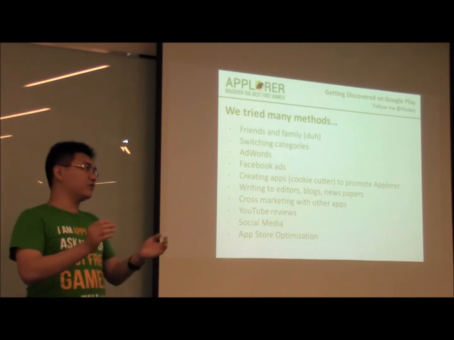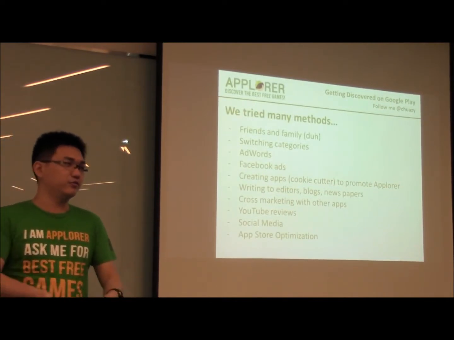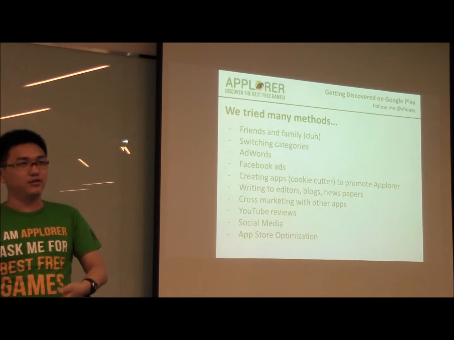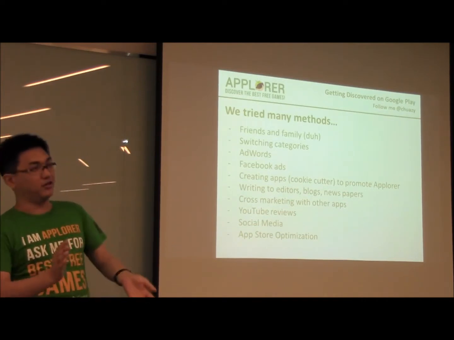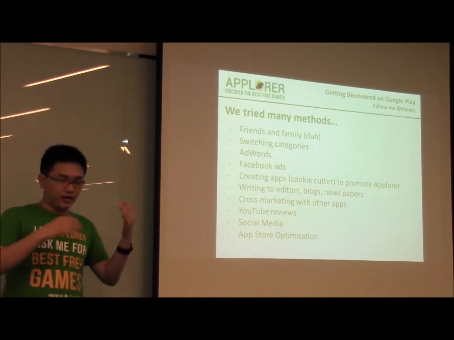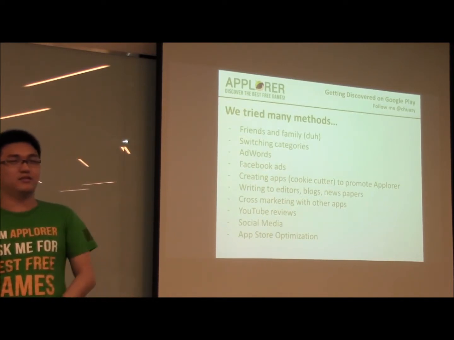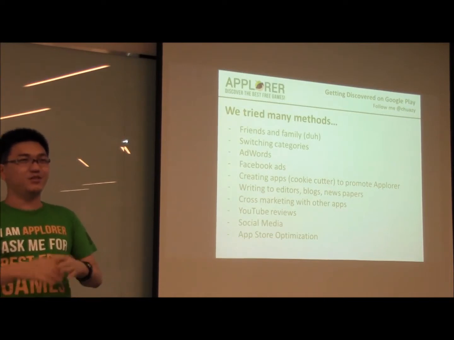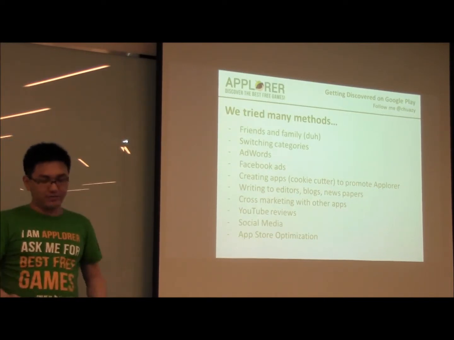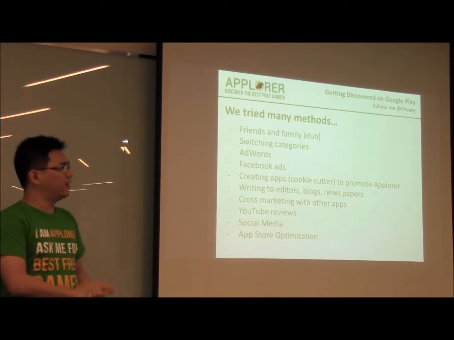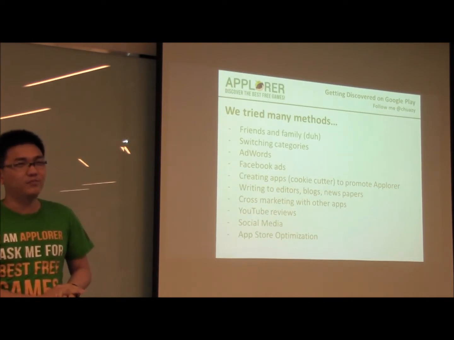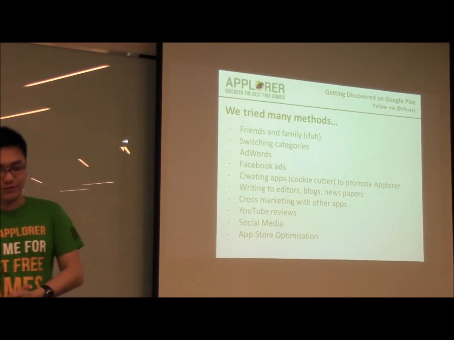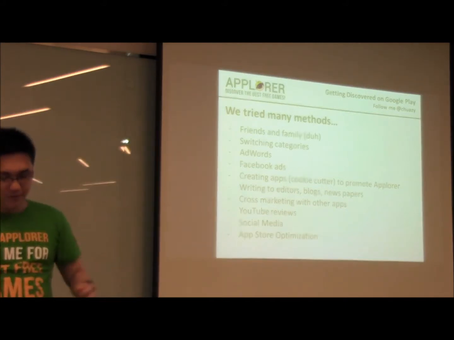Then we thought about how we can do better. So we tried switching categories, to see if there is any impact if I put my app under social, or under news, or under games, for example. We also tried advertisements on different networks: AdMob, Millennium Media, Tapjoy, Facebook ads. We tried all sorts of ways to advertise our app. We also did a cookie cutter ad earlier last year, an Olympics ad, where we tried to direct users to Explorer. We tried many different ways.